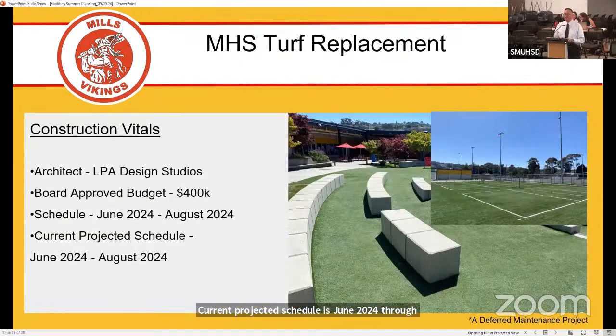And we have the Mills High School turf replacement here for the main quad area, as well as the volleyball area. So LPA Design Studios is our architect of record. Our budget is $400,000, and our schedule is from June of 2024 through August of 2024, and scheduled for completion at the end of the summer.